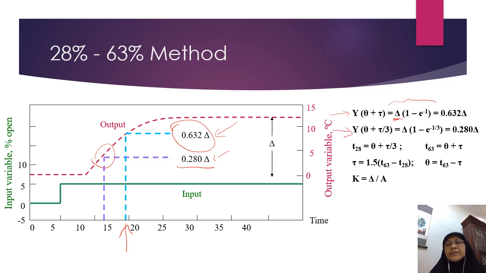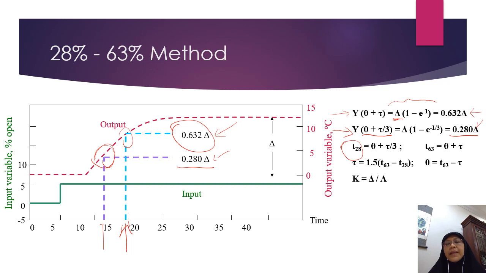Next, we plug in the value for when y is at theta plus tau over 3. And we know that this is where it's 0.28 of the final change. Now, we can get this value and find it on the graph. Getting the time, now we have these two pieces of information.